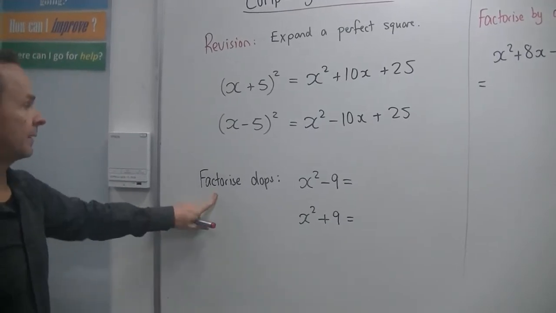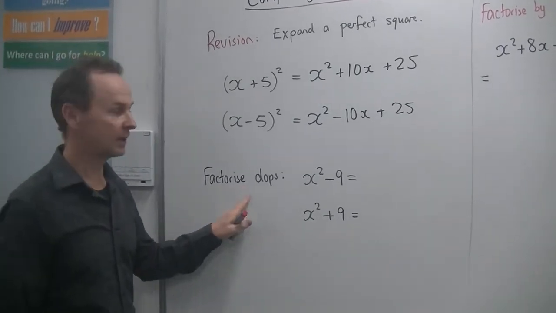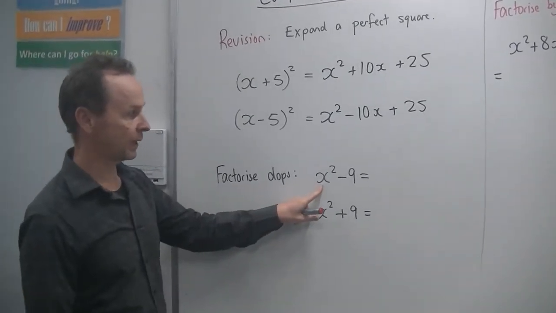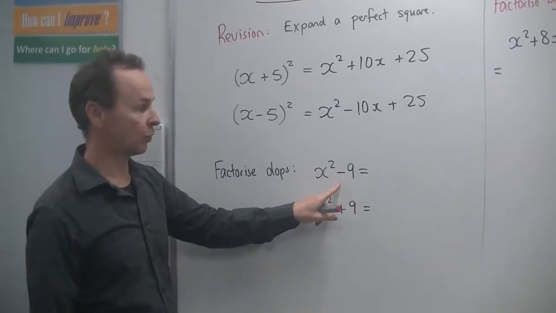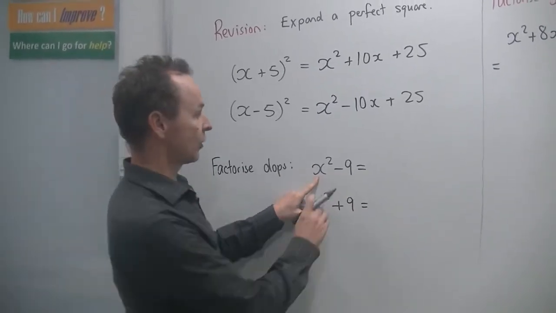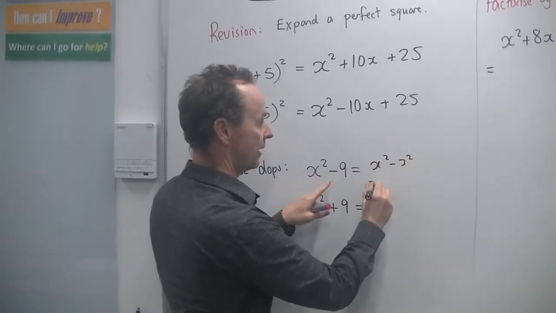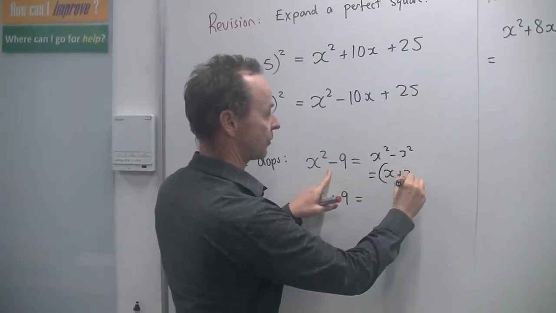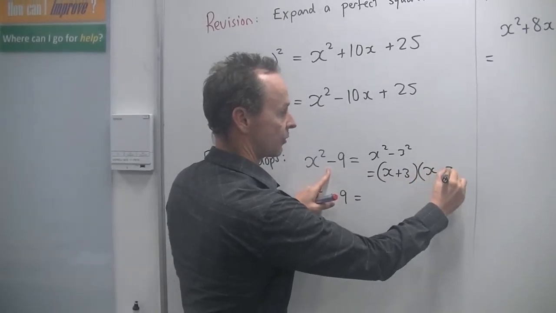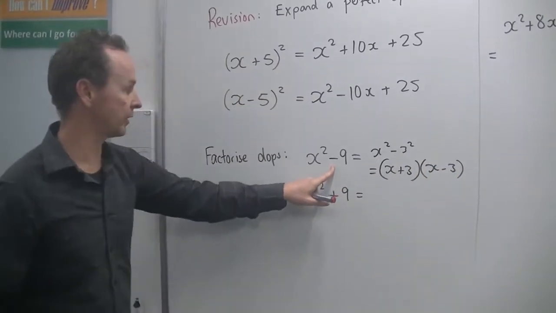Okay, one more little thing. Let's factorise dots. So remember dots: something squared minus something squared. It's always a minus. Remember that? So if you wanted to put the step in, you can say x squared minus 3 squared. And then when you factorise, it's x plus 3, x minus 3. Good job, you just factorised it.